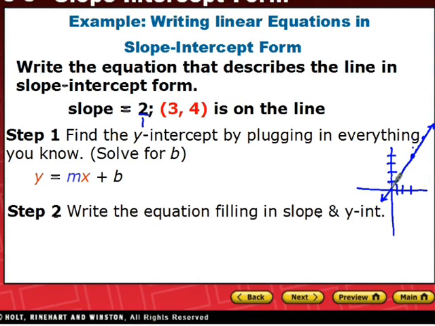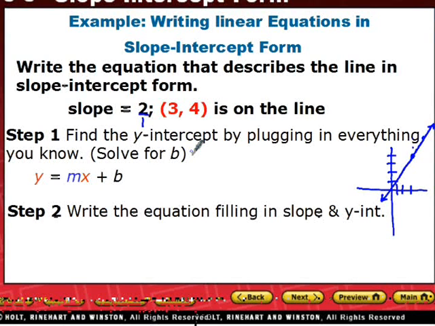Okay? We can actually take that point, 3, 4, and we plug it into the equation. So if you need to write that step down, you probably should. Right? Now's a good time to do that. Plug in everything we know. So we know x, we know y, and we know m. We plug it all in.